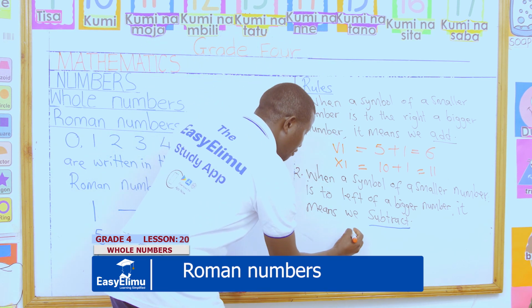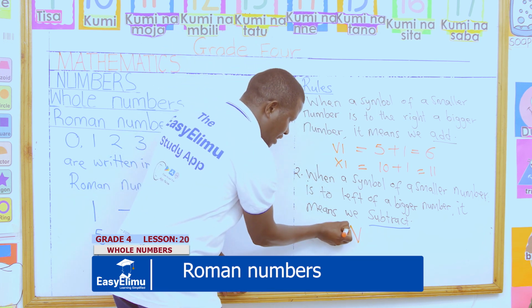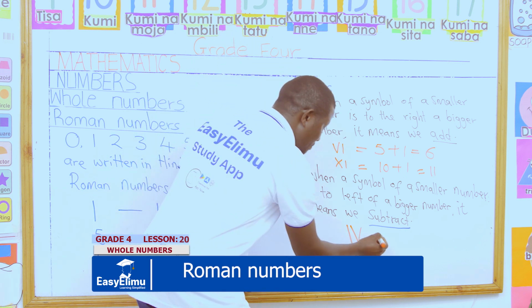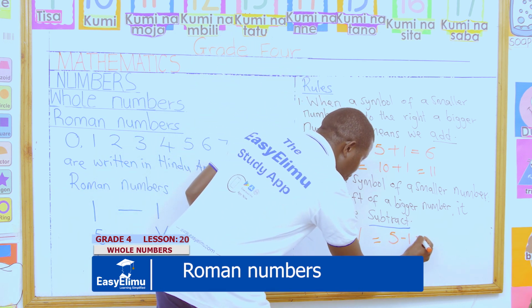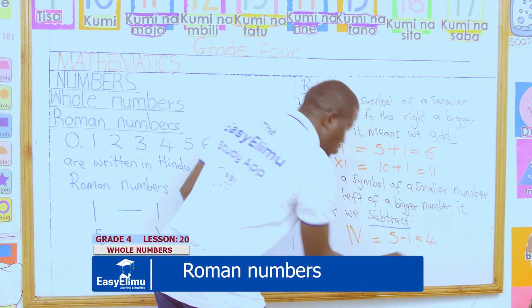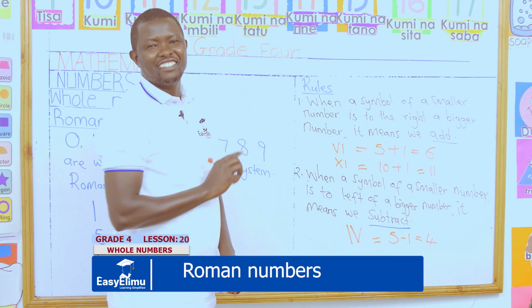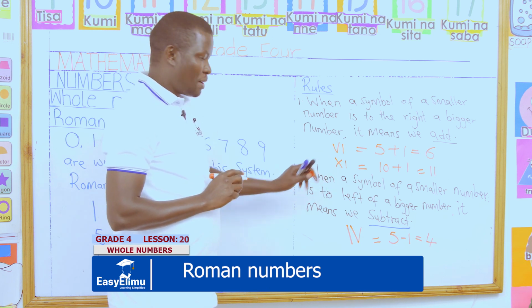We had V, but to the left, we had that number. It means we less. What are we lessing? We'll take 5, take away 1 to remain with 4. So this number written here, it means we have written number 4. Are we together, class?